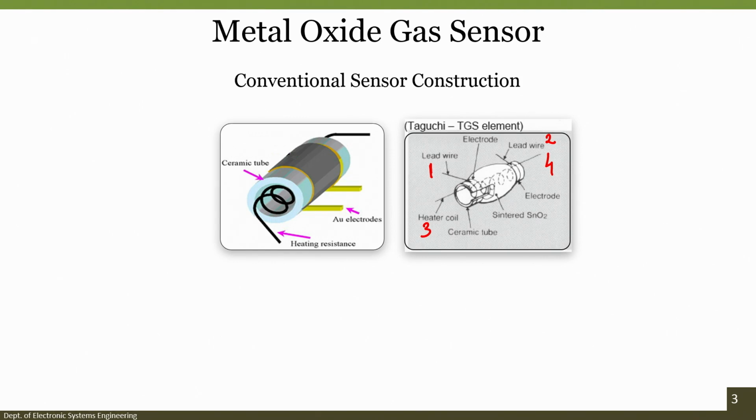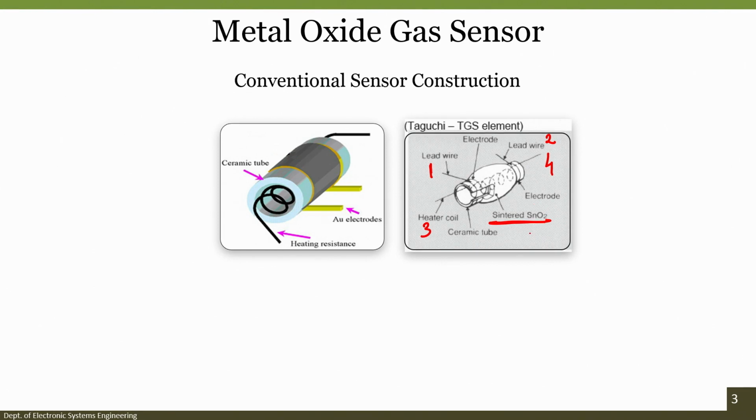The 2 pins, pin number 3 and 4, are meant for the heater, while pin number 1 and 2 are meant for electrodes, all right. So, we have 4, and that is why each of those sensors had 4 different terminals. Now, there is a ceramic tube, and within the ceramic tube there is a sintered tin oxide.